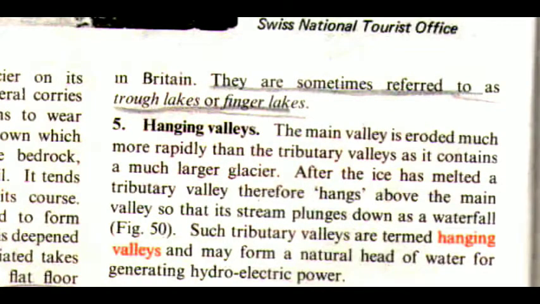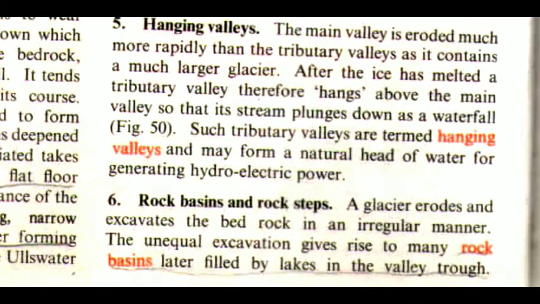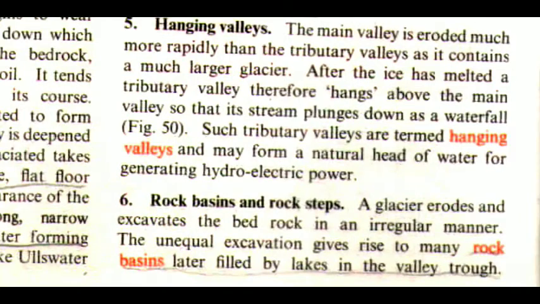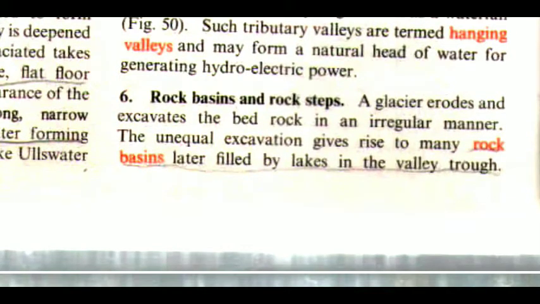The fifth one is hanging valleys. The main valley is eroded much more rapidly than the tributary valleys as it contains a much larger glacier. After the ice has melted, a tributary valley therefore hangs above the main valley so that its stream plunges down as a waterfall. Such tributary valleys are termed hanging valleys and may form a natural head of water for generating hydroelectric power.